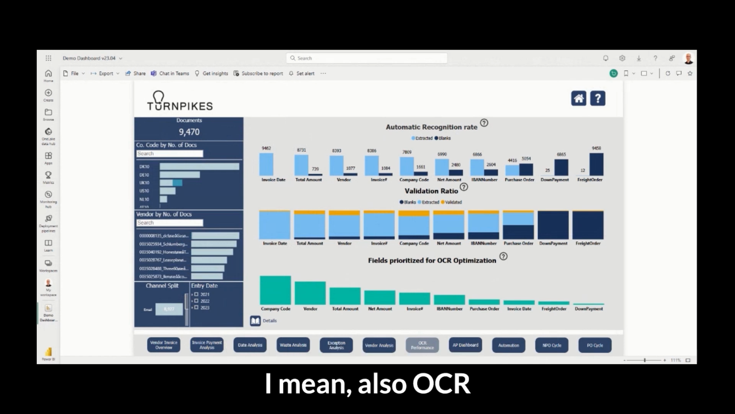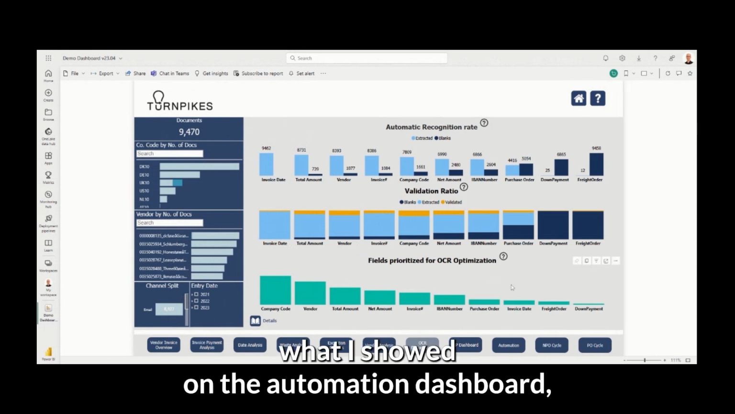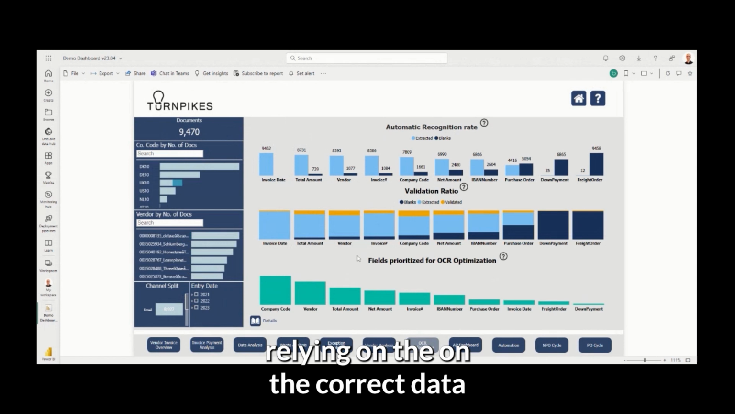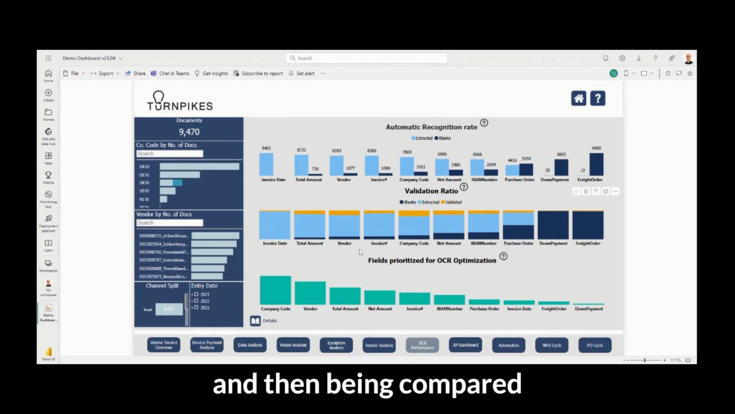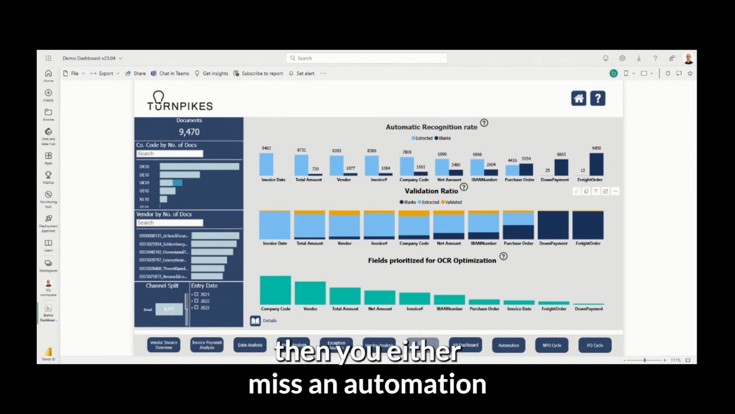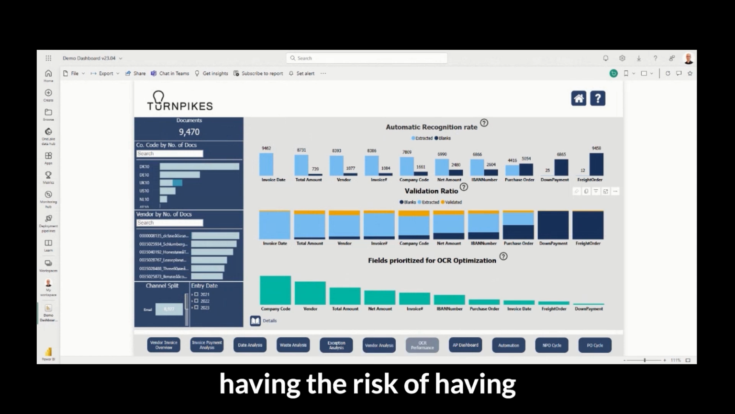I mean, OCR is the key for automation because, in general, what I showed on the automation dashboard, all the business rules, they are relying on the correct data that is coming from the invoice and then being compared with all the other data points in the system. But if data that is coming from the OCR is not the correct data, then you either miss out on automation or you are really having the risk of having the invoice posted incorrectly.